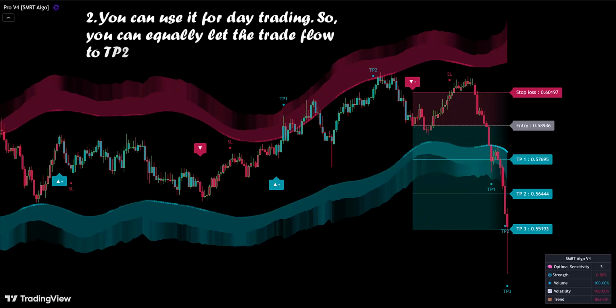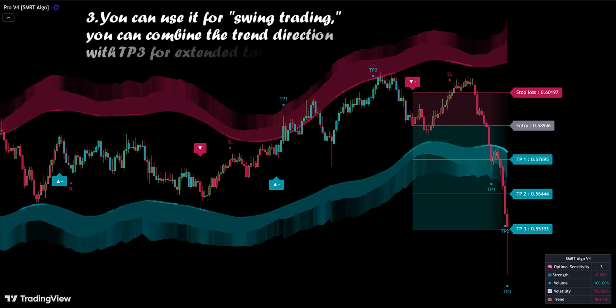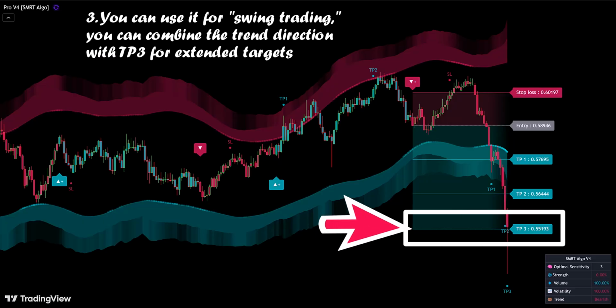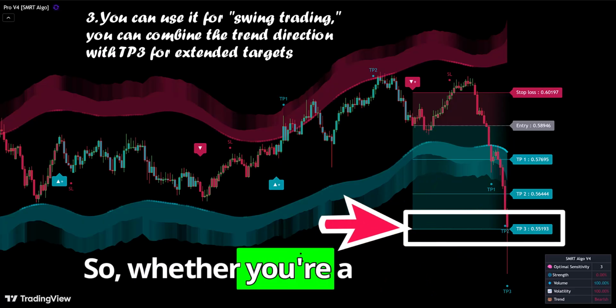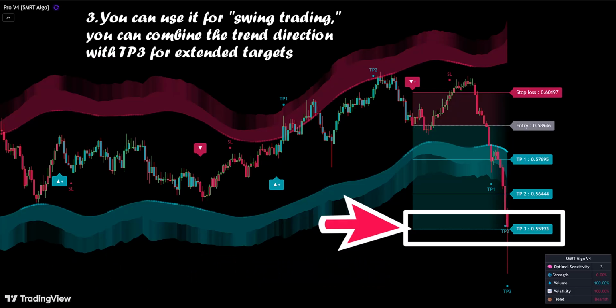Secondly, for day trading, you can equally let the trade flow to TP2 with this dashboard guiding your risk. And finally, for swing trading, you can combine the trend direction with TP3 for extended targets. So whether you're a beginner or advanced trader, the indicator gives you clarity with structure.